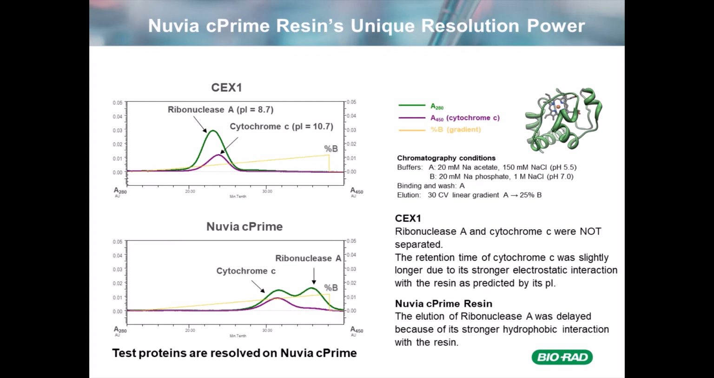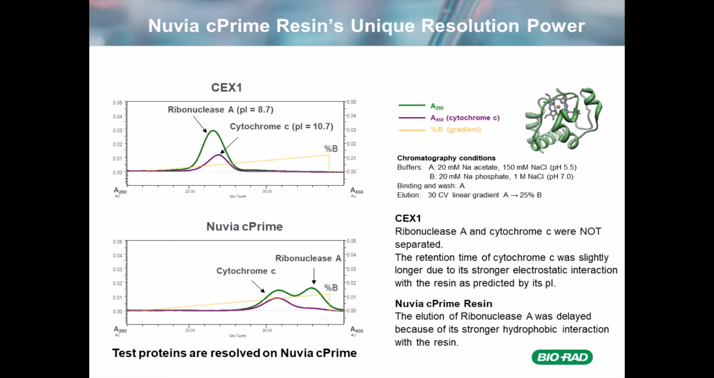In a 30 CV gradient, we did not see the separation of these two proteins. However, using the characteristic absorption of cytochrome C at 450 nanometers, we can tell that cytochrome C is actually retained by the cation exchanger more strongly, which is not a surprise because it's more basic.